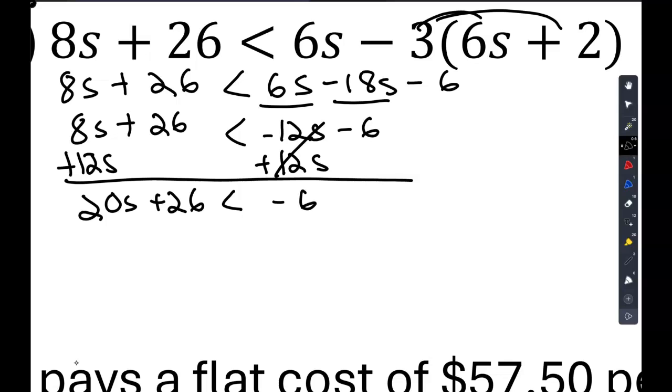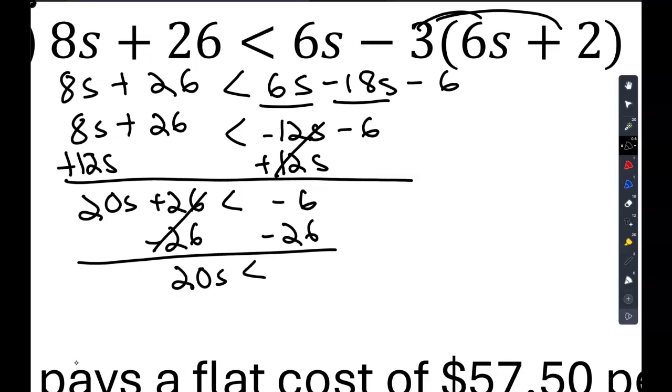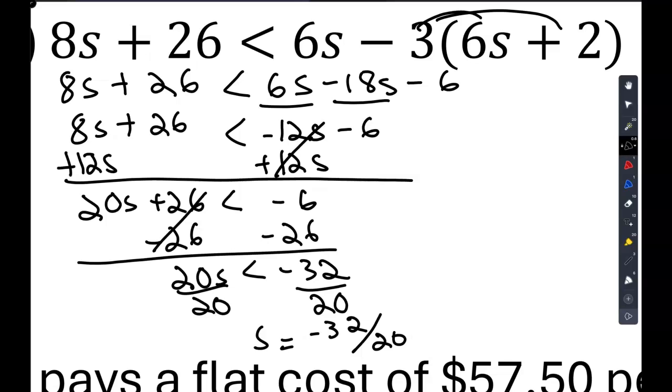Oh, I forgot to do the trick, but no problem. I'm just going to go ahead and do it regular. Subtract 26 on both sides. 26 cancels out. 20s is less than negative 32. Divide by 20. And it's positive, so we don't change the sign. And s is less than negative 32 over 20, which can be reduced. If you divide the numerator and the denominator by 4, you'll get negative 8 over 5. So this is your final answer.